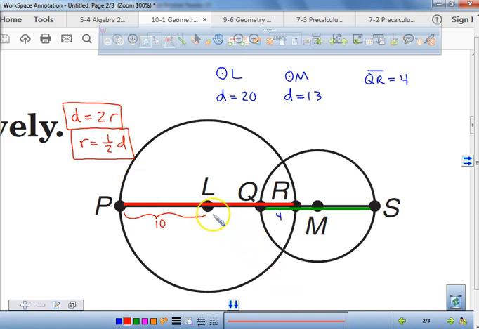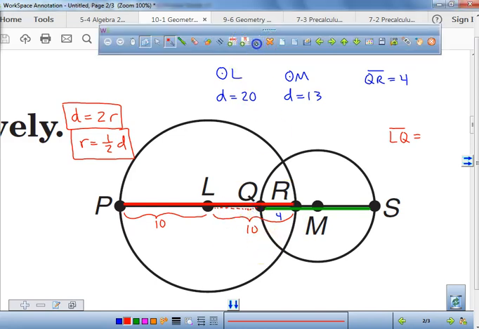So we know that this distance from here to right there is also a 10. Now I'm really excited because that should help us find the distance from L to Q. So what would this distance be right in there? That's right. Using 4, that distance right here has to be a 6. So now we just put 6. LQ equals 6.